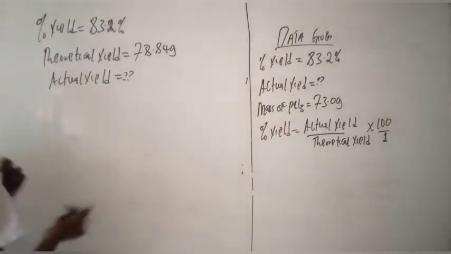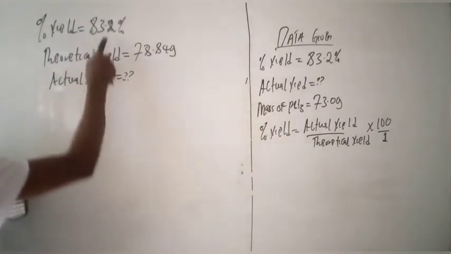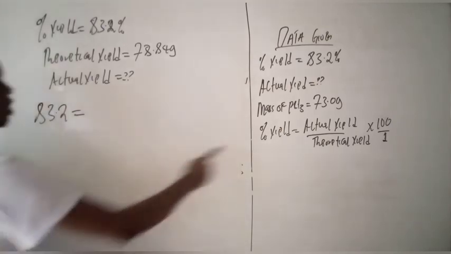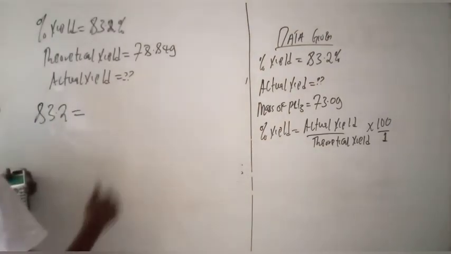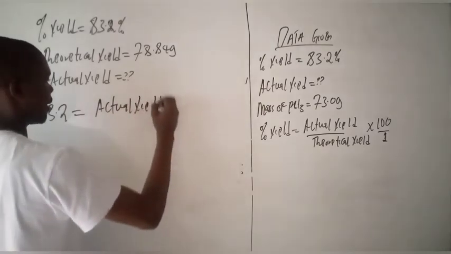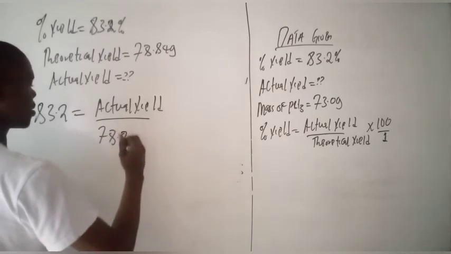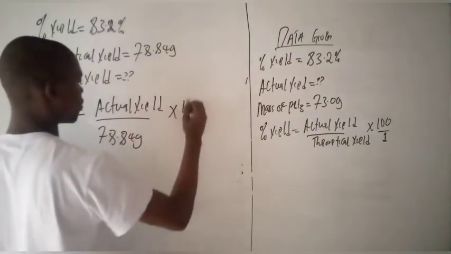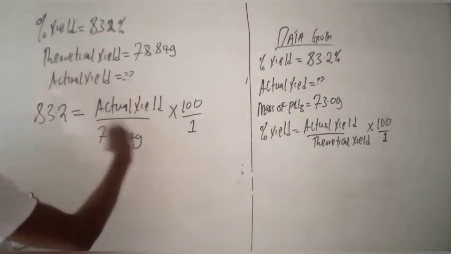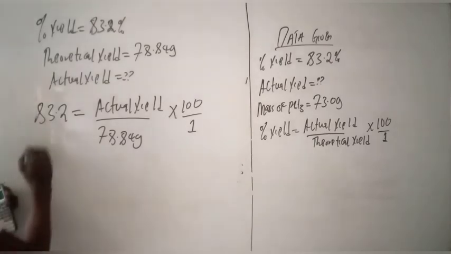If I apply the formula, percentage yield equals actual yield over theoretical yield times 100. So percentage 83.2 equals my actual yield, what I'm looking for, over my theoretical yield, 78.84 gram, times 100 over 1. So if I mention the same formula here, actual yield this time is divided by 100.